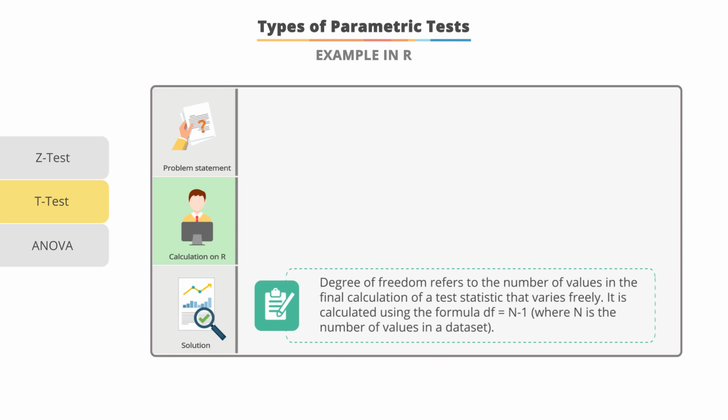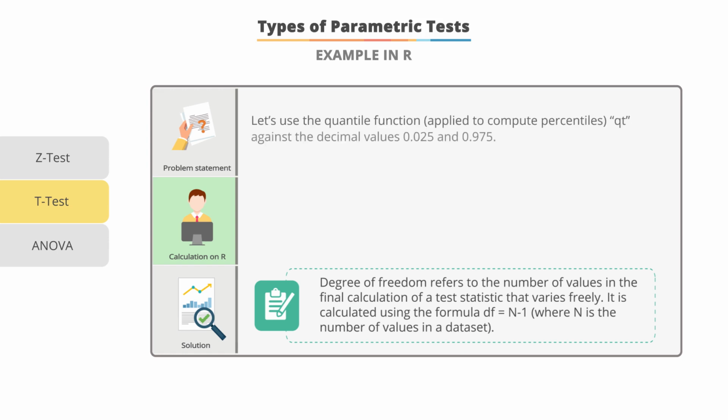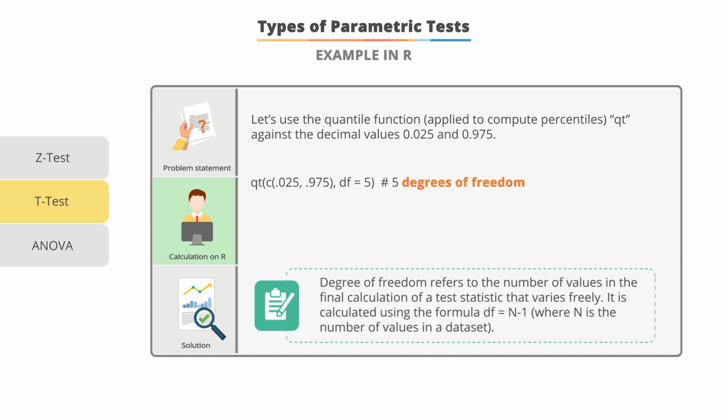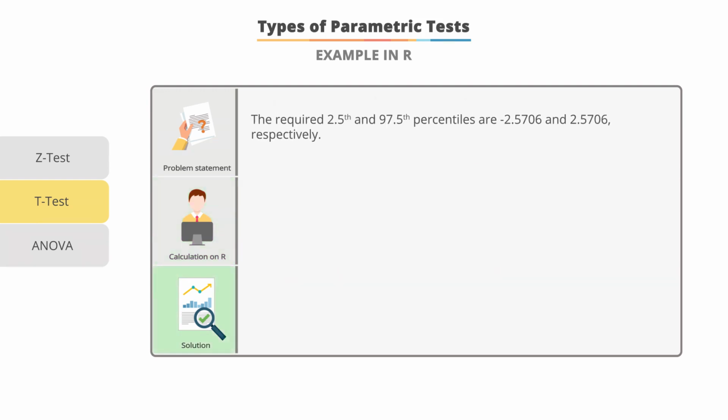Often, we'll have different degrees of freedom. And for samples versus population, we'd use n minus 1. So if we use the quantile function qt against these decimal values with 5 degrees of freedom, we get negative 2.57 and 2.57. That's the 2.5 and 97.5 percentiles. And there's your t-scores.